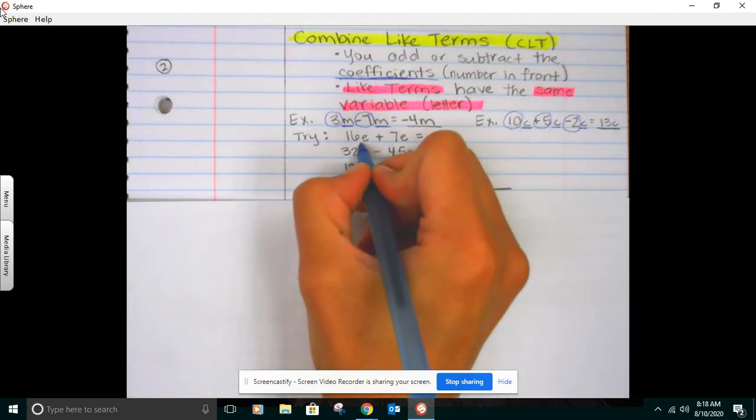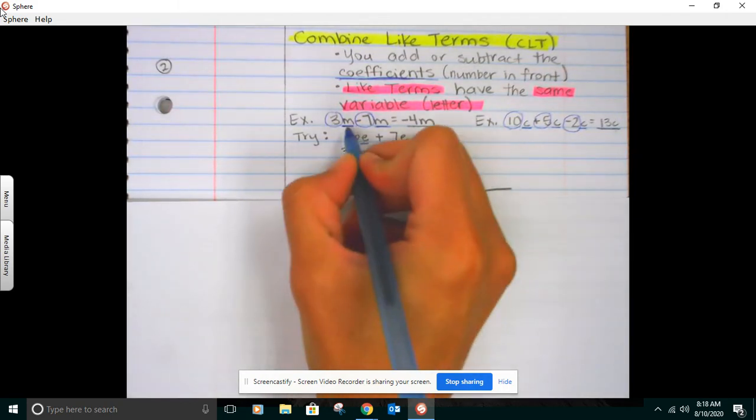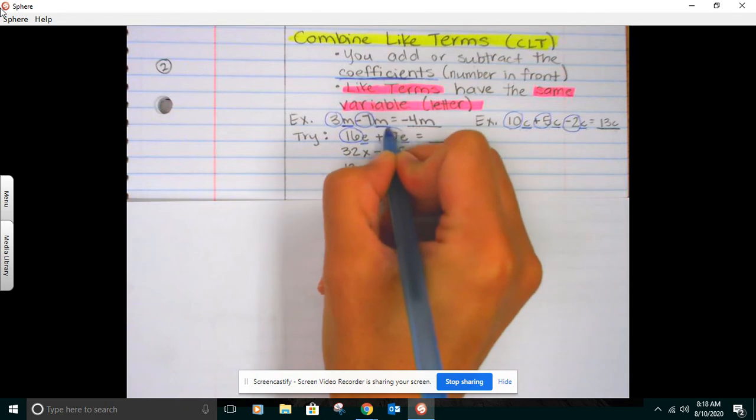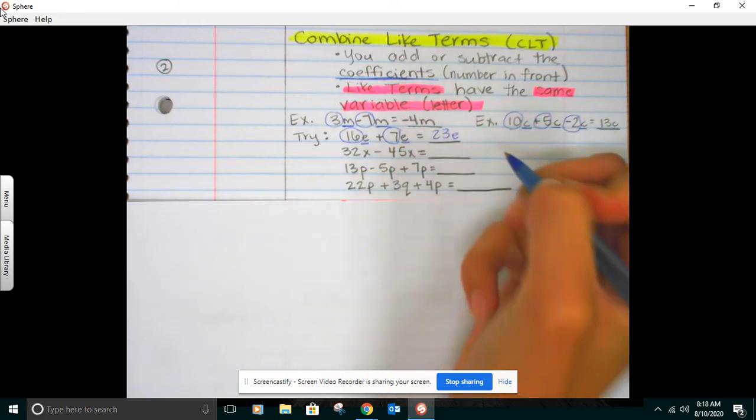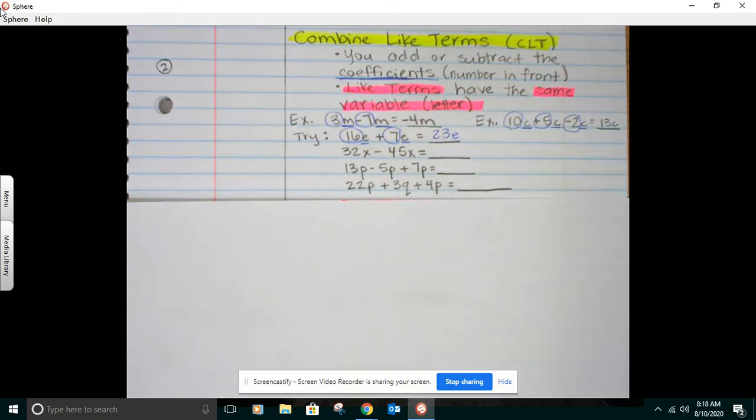This first one, I can see the variables are both e's, so I just have to combine 16 plus 7. So 16 plus 7 is 23, and then I keep that same variable e. All right, the next one.